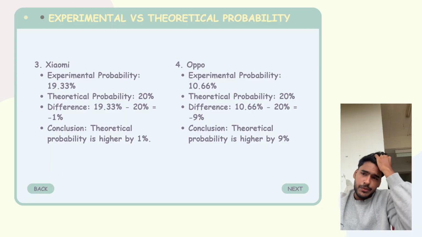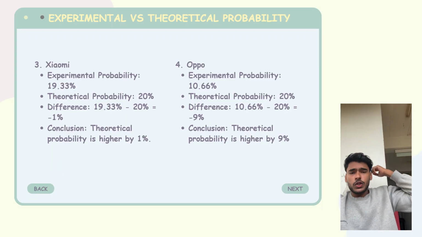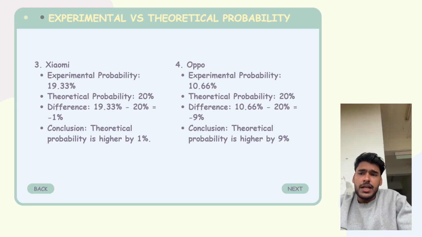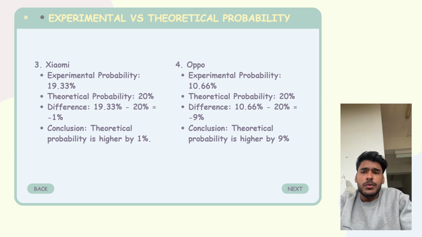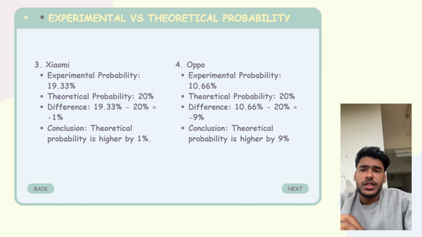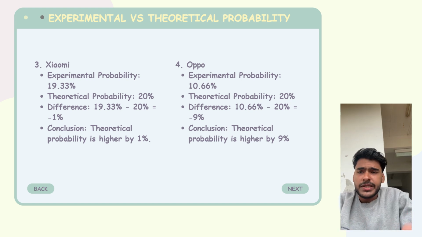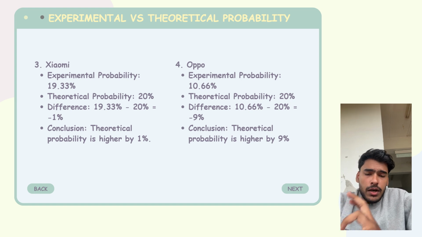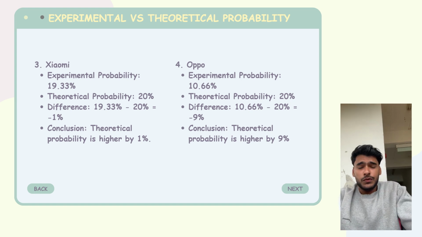Let's move to the next part, which is the Xiaomi phone brand. Xiaomi's experimental probability is 19.30%, differing from its theoretical probability of 20%. So the difference is 19.30% minus 20%, and we got negative 1%. Based on this, we can conclude that our theoretical probability is higher by 1%, which is why we get the negative value. So let's move to Oppo.